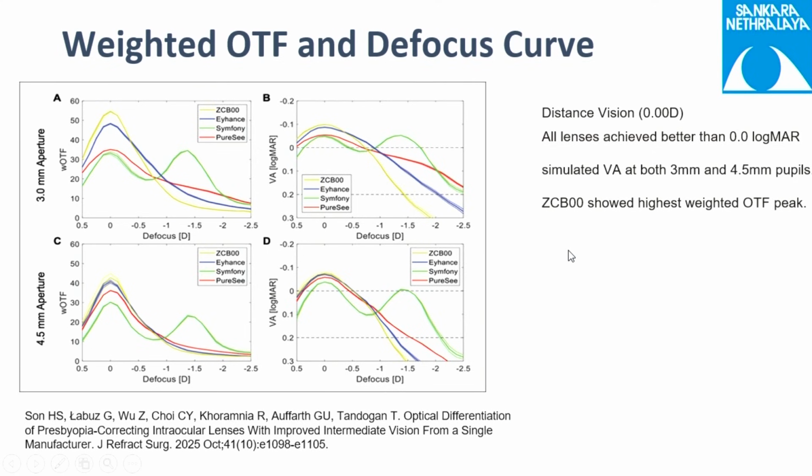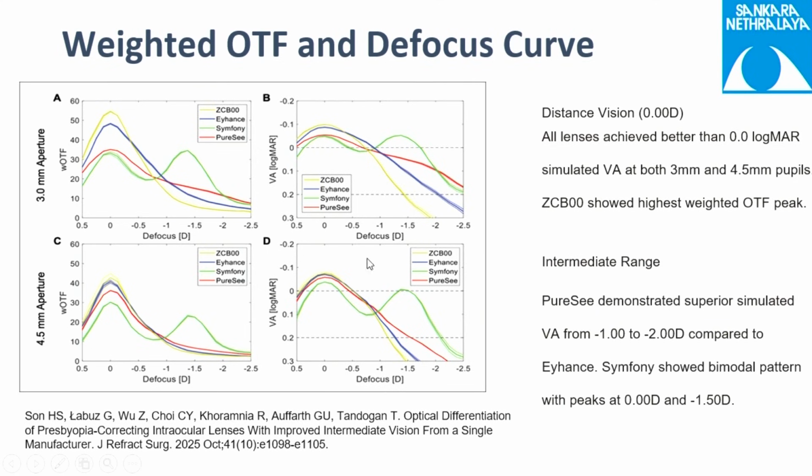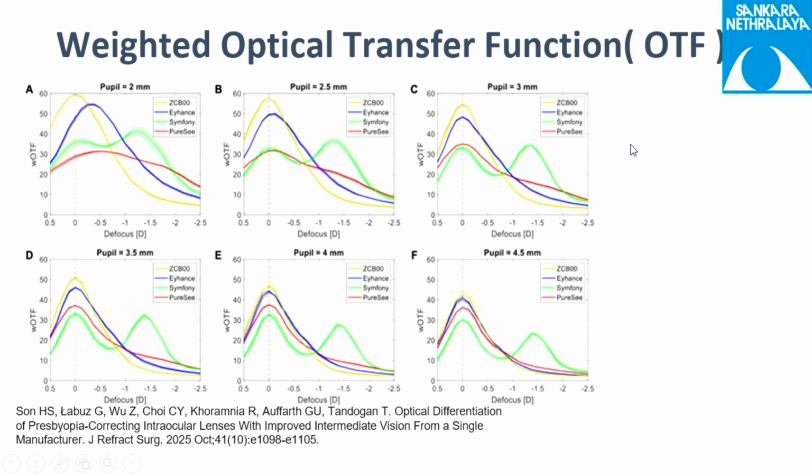The second thing this graph is showing is the visual acuity of Pure C for near vision. It stands out in this chart that despite dilatation it seems to be doing better, whereas the MTF graph had said something different. But if you look at the visual acuity, you can prove that Pure C is better than Eyehance and at places Symphony too.